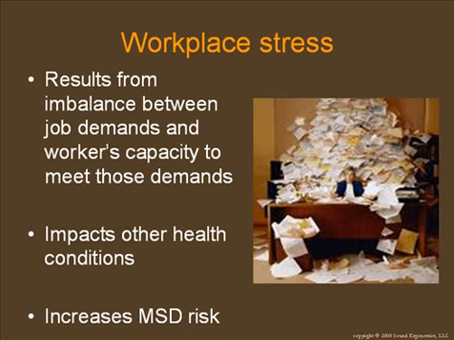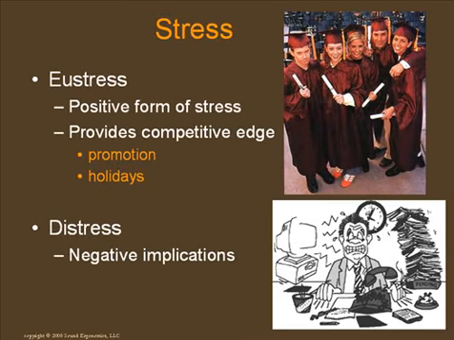Workplace stress usually results from an imbalance between the job demands on the worker and the worker's capacity to meet those demands. But what we don't realize is that workplace stress impacts other health conditions and increases our risk for musculoskeletal disorders. There's two kinds of stress, eustress and distress.